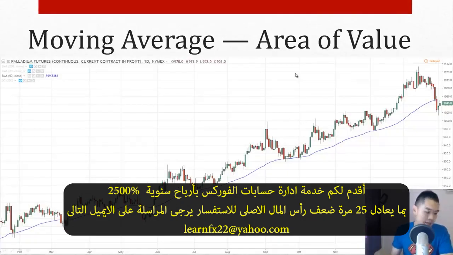Moving average can also act as an area of value, similar to the trend line support resistance concept we spoke of earlier. You can see that this is an area of value, right? The 50 MA, price has bounced off multiple times of the 50 MA, as you can see over here. So moving average can help you define your area of value on your chart.